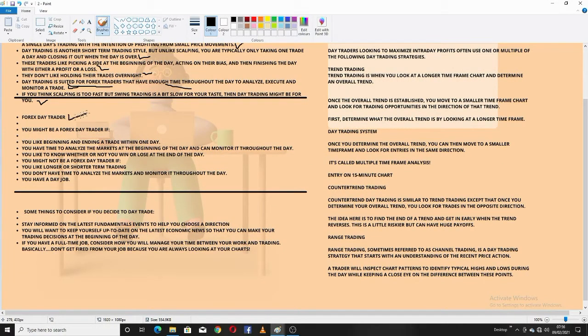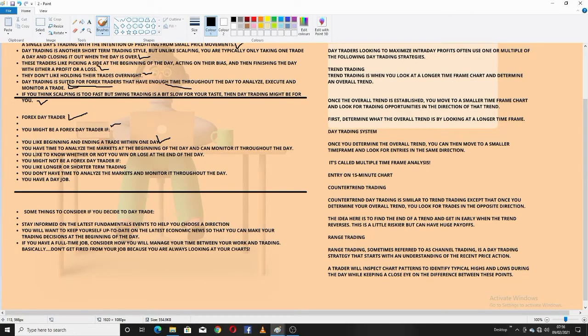So these are the things that you should know before you consider being a day trader. You might be a day trader if you like beginning and ending a trade within a day. So if you like opening a trade and closing it within a day, you might be a day trader. You might be a day trader if you have time to analyze the market at the beginning of the day, and you can monitor it throughout the day. So if you can analyze the market in the morning and monitor throughout the day, then you can be a day trader.